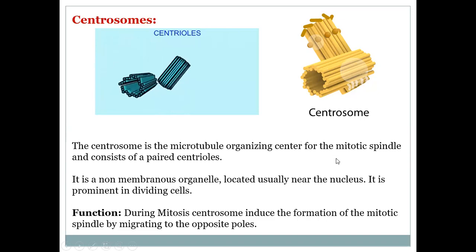During the mitosis process, you see that the mitotic spindle forms, and this is produced by the centrosome. The centrosome divides into two centrioles, which separate, go to opposite poles, and enter the new dividing cells, that means the daughter cells. It remains near the nucleus. Function: during mitosis, the centrosome induces the formation of the mitotic spindle by migrating to the opposite pole.